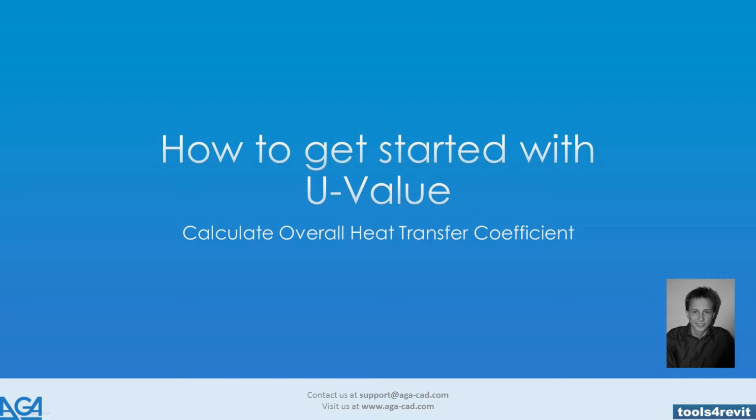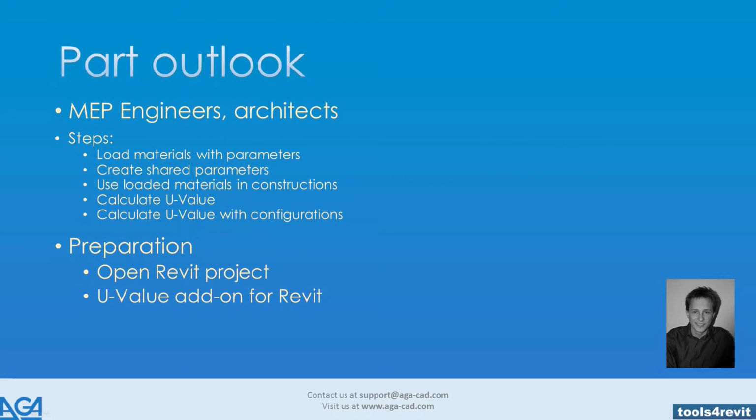This video could be useful for architects and MEP engineers. We will make a few steps in order to start working with U-value tool. Firstly, we will load materials from the text files, and that will create needed parameters for calculations. These materials will be used in our building envelope constructions. After the definition of layers, we will calculate overall heat transfer coefficient in two ways.